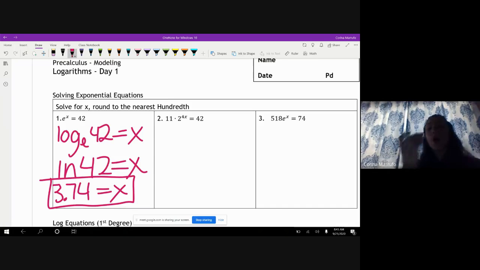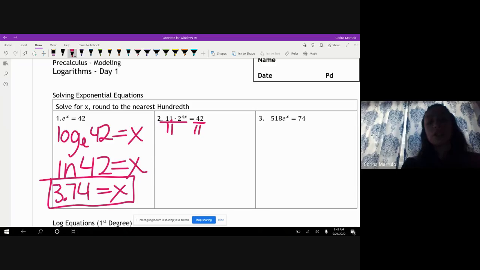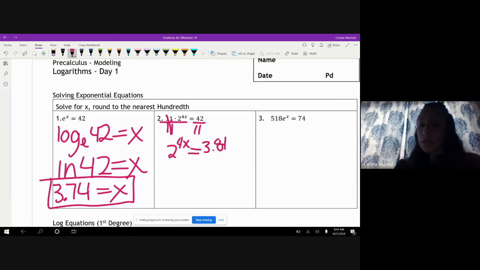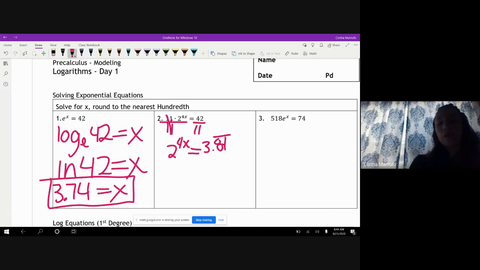Let's try the next one. On the next one, we have this 11 here with the 2. So you cannot change it to log form just yet. We need to get rid of the 11 first. Since it's being multiplied with the 2 to the 4x, we need to do the opposite and divide. This cancels. We get 2 to the power of 4x equals 42 divided by 11, and that gives us 3.81, and that number actually keeps repeating, okay? And then once we get the 2 to the 4x by itself, now we can write it in log form.